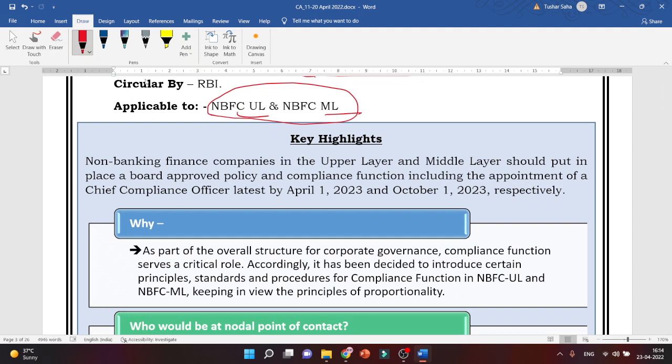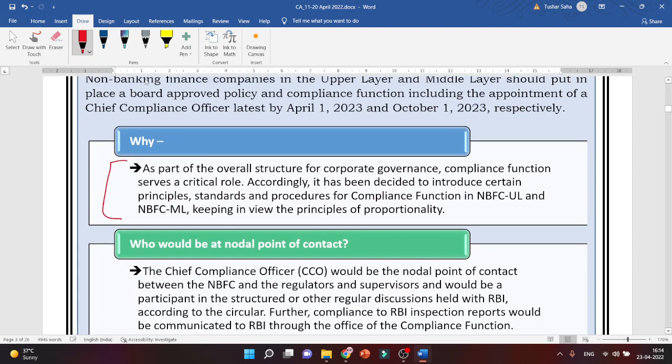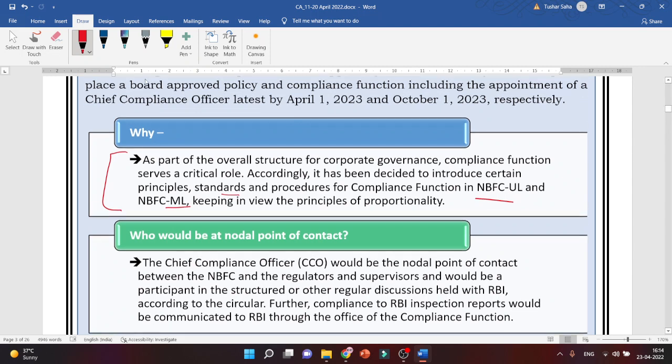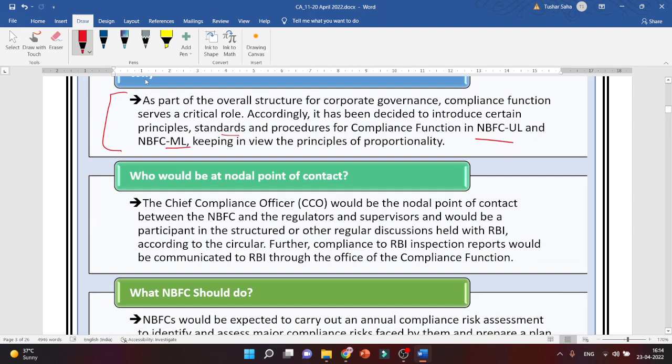Now why? First question you have to ask yourself, why? As a part of the overall structure of corporate governance, compliance function serves a critical role. Accordingly, it has been decided to introduce certain principles, standards and procedures for compliance function in NBFC UL and ML. So this is regarding corporate governance, means effective management of the company, so that nothing is missed out. The compliance, right? Compliance of what? Compliance of guidelines, compliance of commitments made to the NBFC clients, and so on.